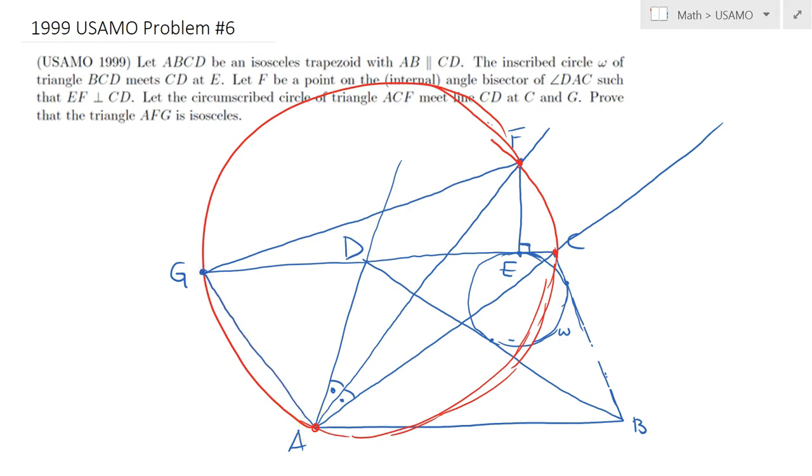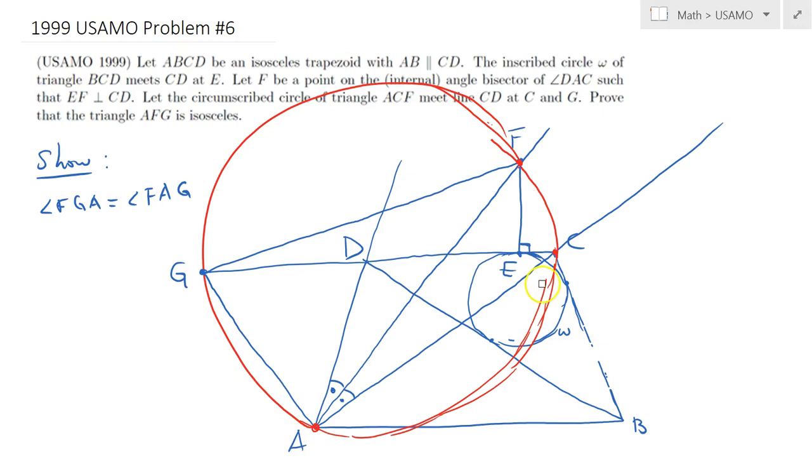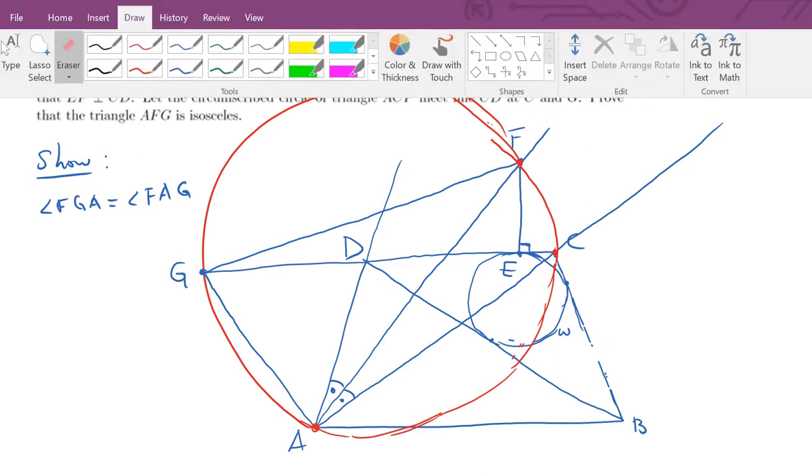So in fact, what I will do is I would like to show that angle FGA is equal to angle FAG. So that would immediately give the desired results. AFG would become isosceles as a result. So how to attack this problem? Let me just remove some portion of this circle here, which okay. So how to attack the problem, and especially the given property, right?